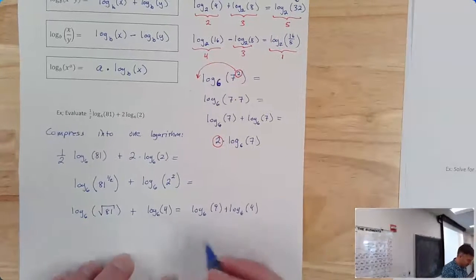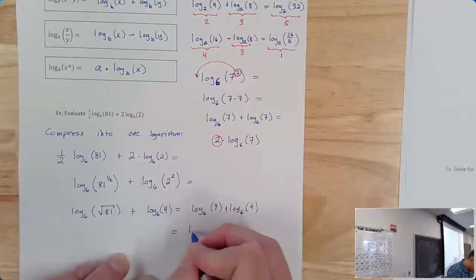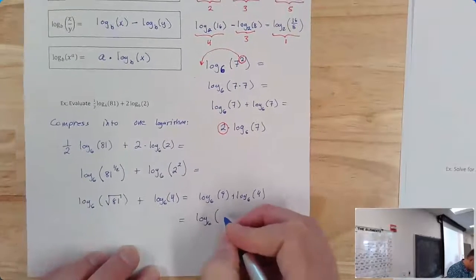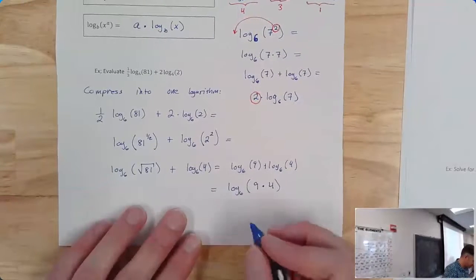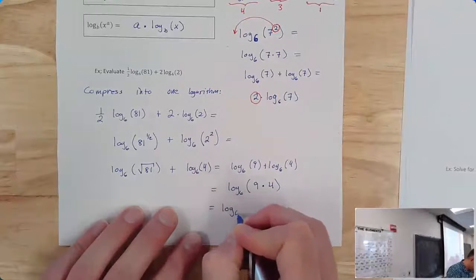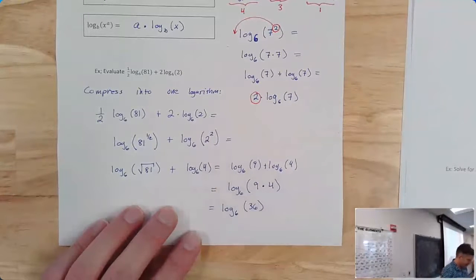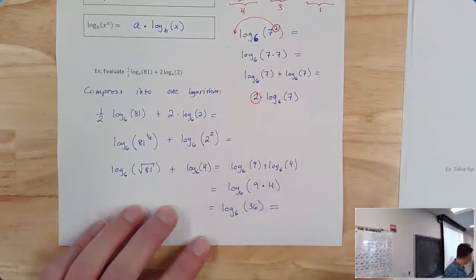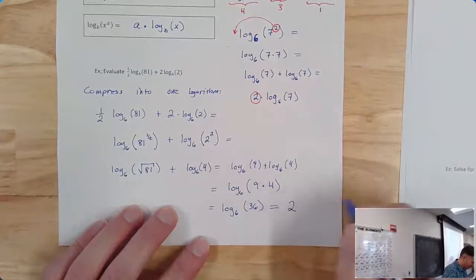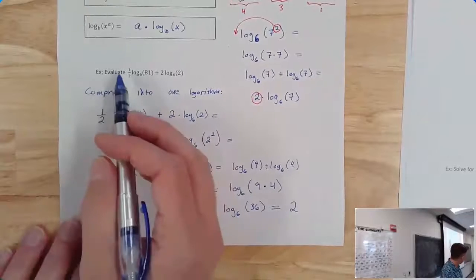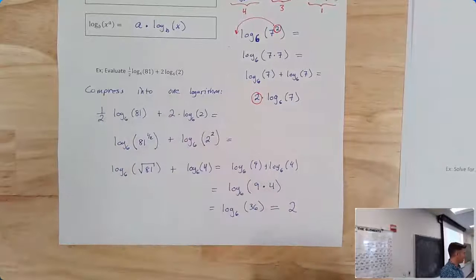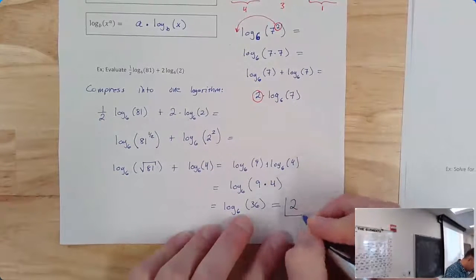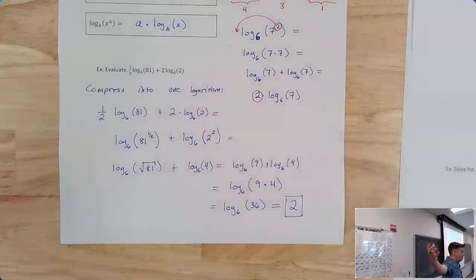But I can put these together and say, oh, well, that's going to be log base 6 of 9 times 4. And 9 times 4 is a number I know how to take the log base 6 of, because 9 times 4 is 36. And log base 6 of 36 is 2, right. So all of this gross large expression simplifies just down to 2 at the end. So sometimes it really does pay to take a long logarithmic expression and condense it down into something much, much simpler.